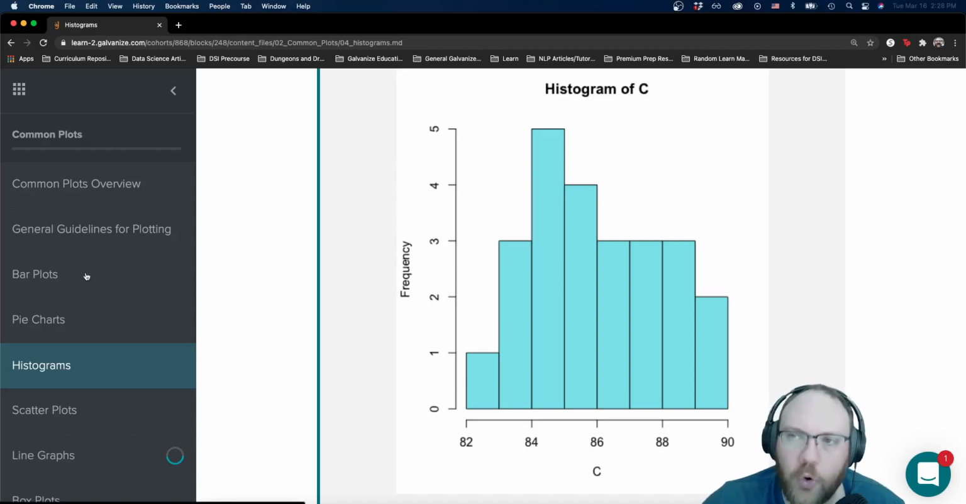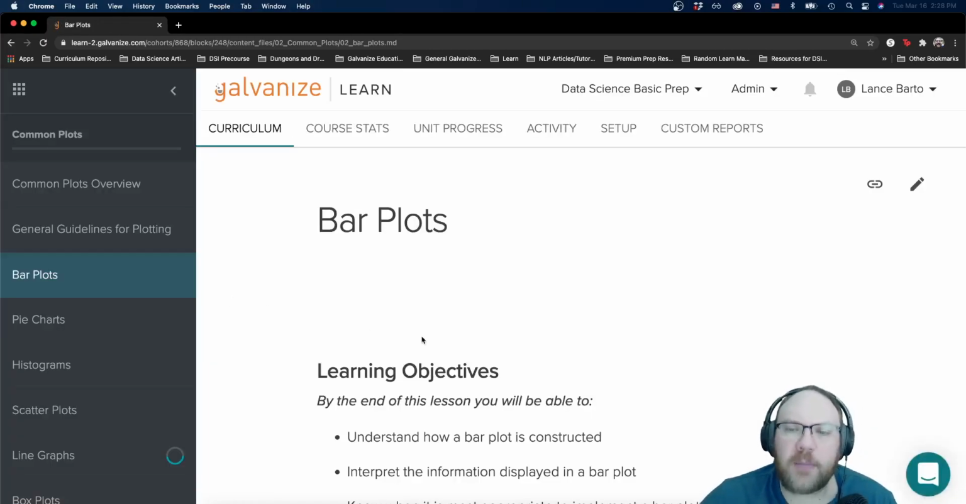We'll talk a lot more about histograms. It's one of the most common types of plots you'll use as a statistician, as a data scientist. We'll talk about that a little bit later.